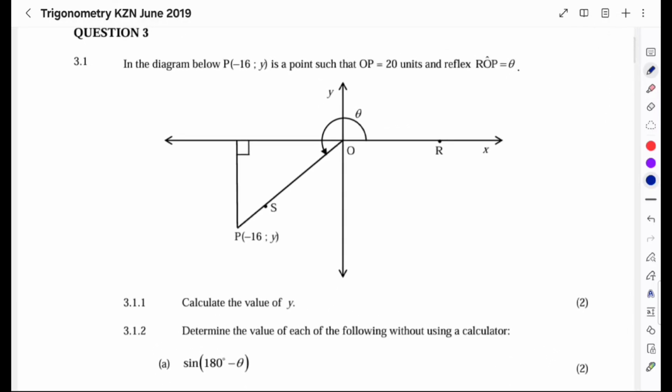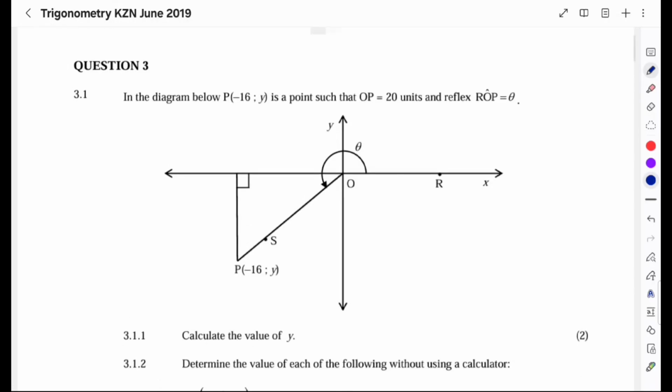In the diagram below, P, which has coordinates -16 and y, is a point such that OP is equal to 20 units and reflex ROP is equal to theta. So please keep in mind that when it comes to a coordinate point, you're always given x first and then y. So we now know that -16 is the x value of this triangle and y is unknown.